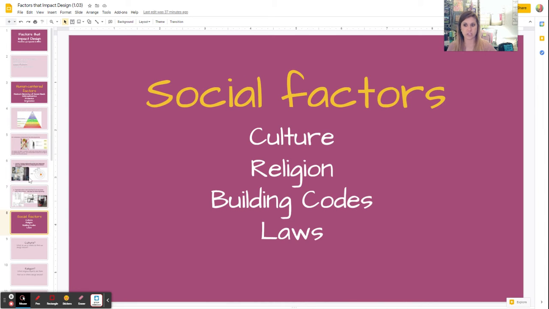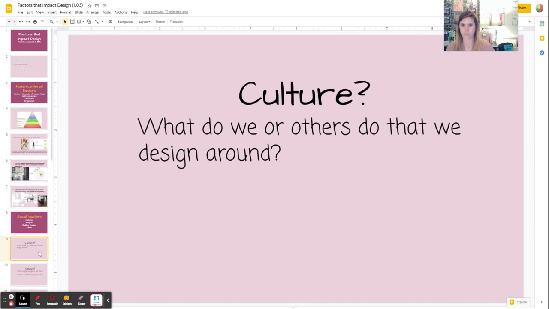Next category, social factors. Four social factors, nothing written down here: culture, religion, building codes, and laws. What do we or other cultures do that we design around? You need to think about that. Pause and think about it.